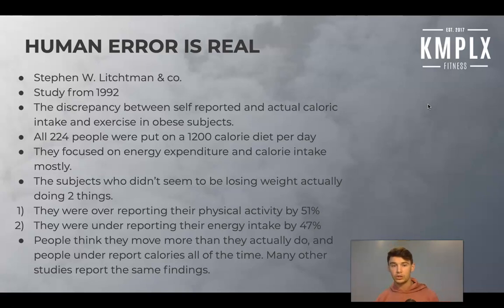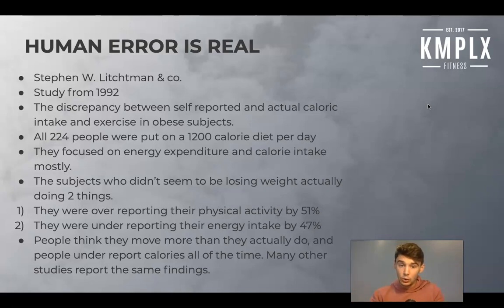So this took 224 people and it put them on a pretty extreme 1200 calorie diet per day. They were obese, I believe, or whatever their line of BMI or body fat percentage was that they used to classify someone as obese. They gathered kind of a pool of people. So they focused on energy expenditure and calorie intake, the amount of calories you are taking in and your daily activity. So talking about that 22 to 24 range that we talked about at the start.